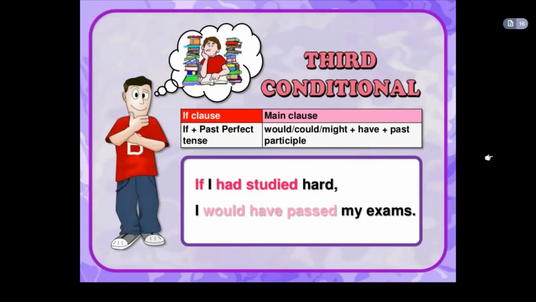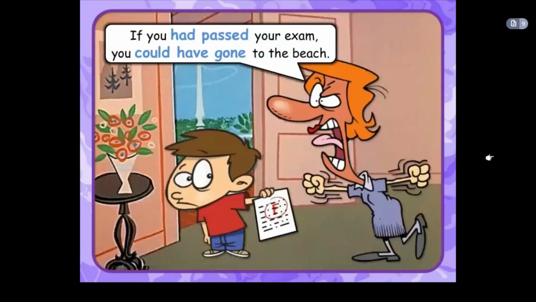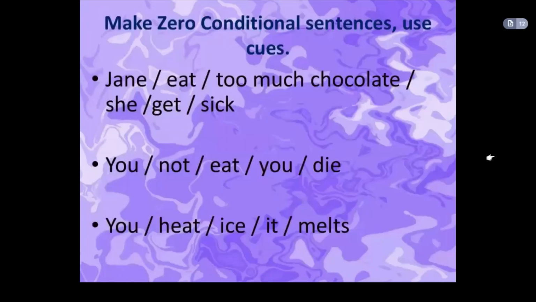If I had studied hard, I would have passed my exam. But really, I know that I didn't study, and so I didn't pass my exam. If you had studied hard, you wouldn't have failed your exam. If you had passed your exam, you could have gone to the beach. If I had gone to the beach, I would have made sand castles.